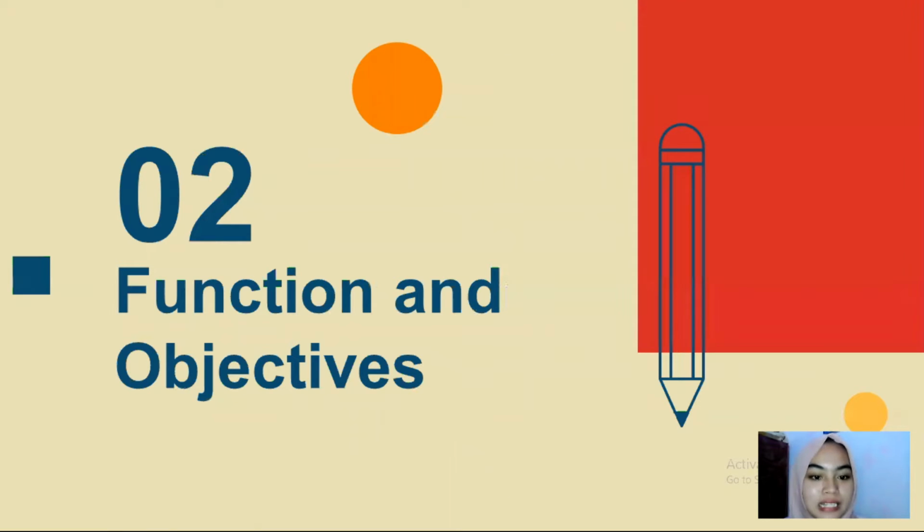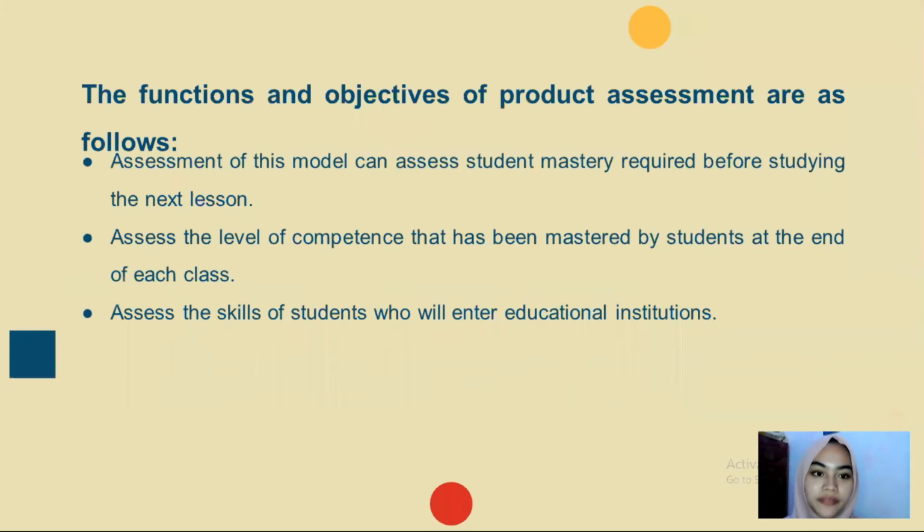And number 2 is function and objective. The function and objective of product assessment are as follows. 1. This model of assessment can assess student mastery required before studying the next lesson. Number 2, assess the level of competence that has been mastered by students at the end of each class. And the last is to assess the skills of students who will enter an educational institution. And the next material will be explained by Ayu.